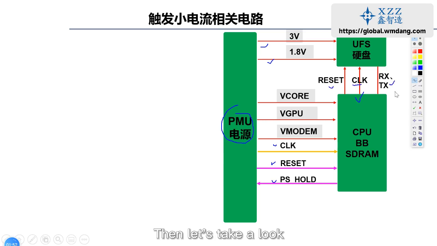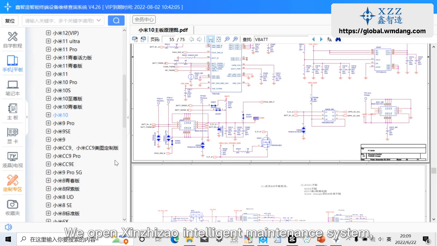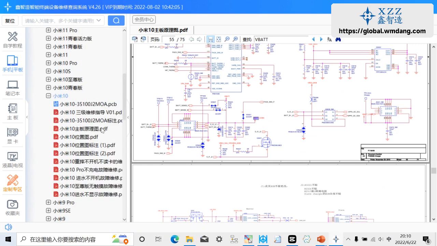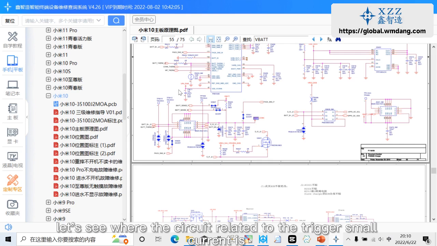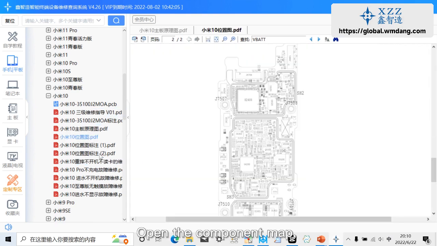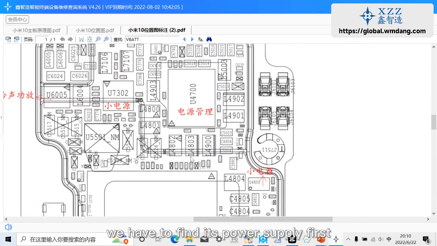Then let's take a look. We open Xinzhidao Intelligent Maintenance System. For example, the Xiaomi 10 mobile phone. Open its mainboard schematic diagram. Let's see where the circuit related to the trigger small current is. Open the component map. We have to find its power supply first.